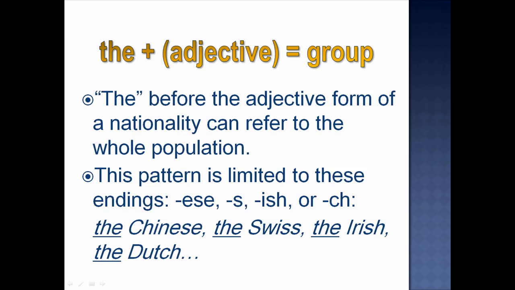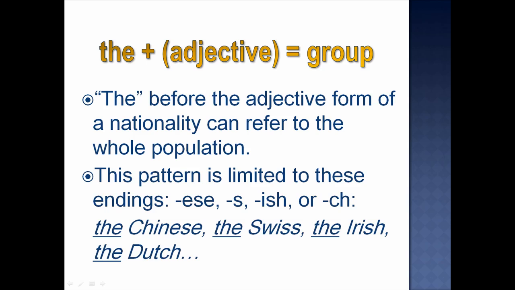Let's talk more about the pattern you just saw with Japanese. You saw the definite article plus an adjective to refer to a whole group. In other words, the before the adjective form of a nationality can refer to the whole population. But this pattern is limited to these endings, "-ese", "-s", "-ish", or "-ch". Examples include the Chinese, the Swiss, the Irish, the Dutch.